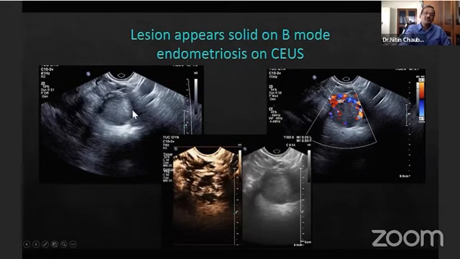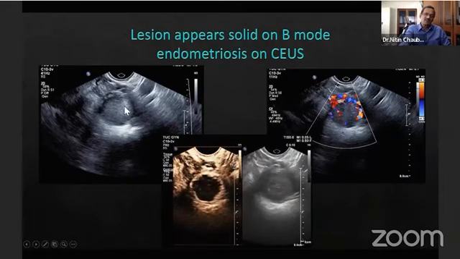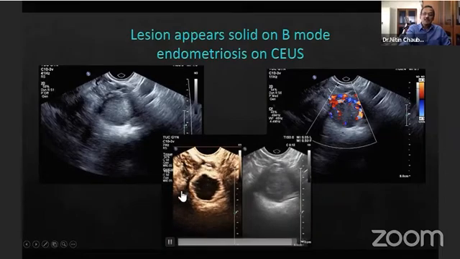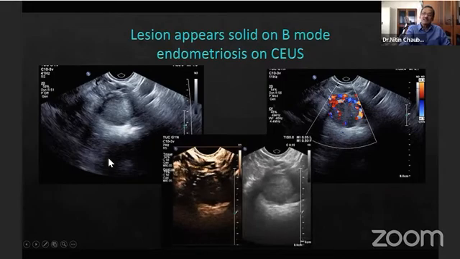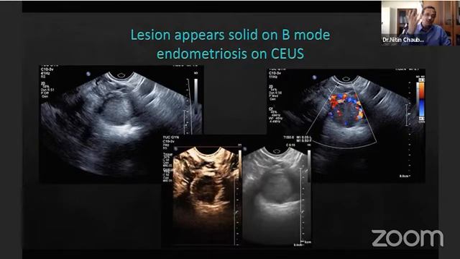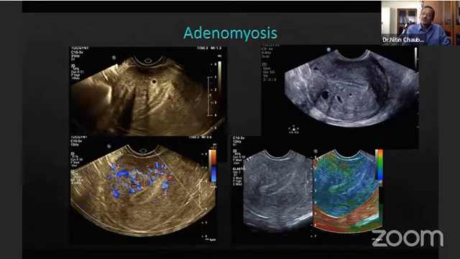And for example, here we feel that this ovarian mass looks like solid, but actually on contrast, there is only peripheral enhancement. There is no intrinsic enhancement, telling us that this area is nothing but dense endometriosis, which is giving us a solid looking lesion. So if you have a doubt whether something is really solid or cystic, we can use contrast and elastography.